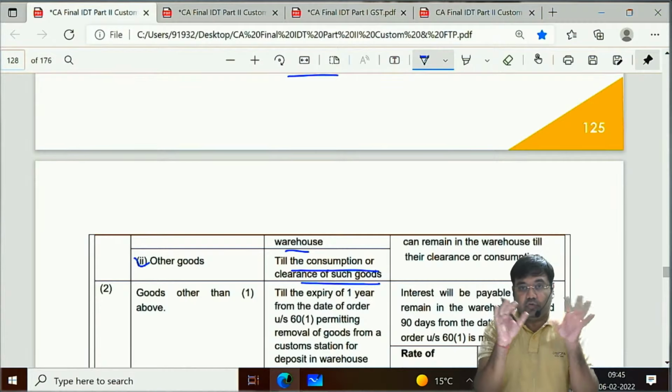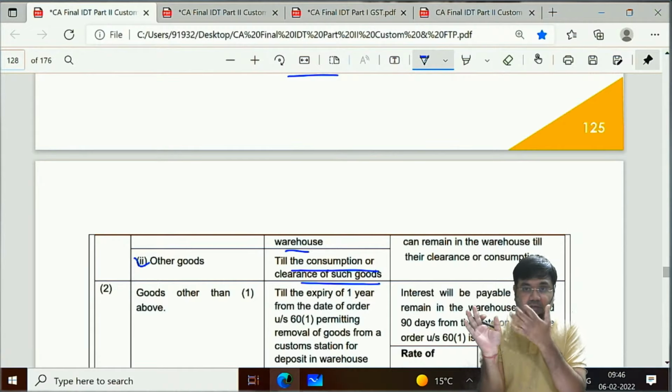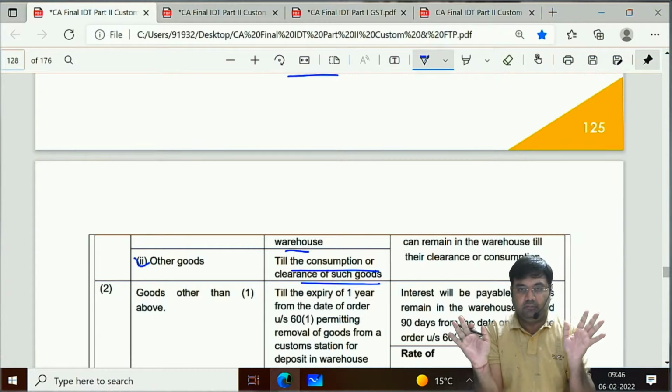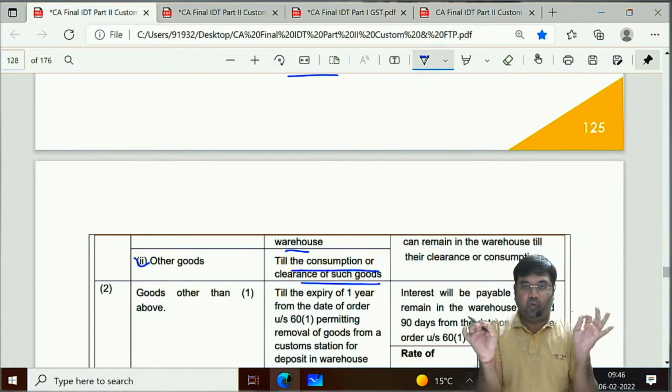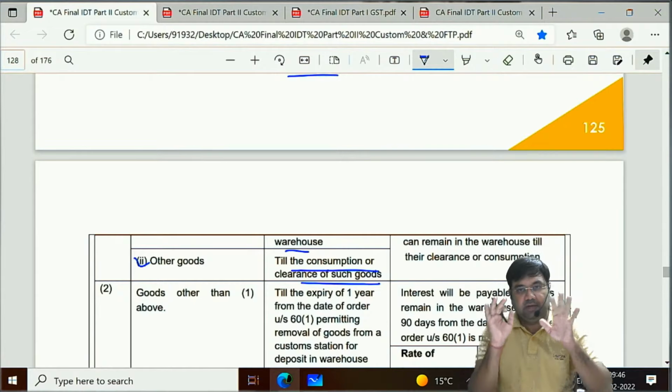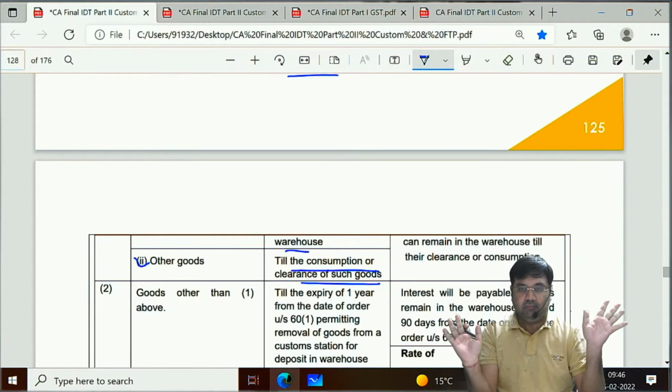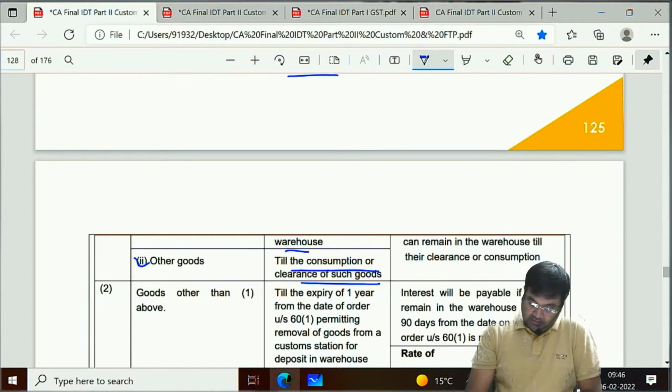Till they consume those goods or clear them. Maybe clearing in the domestic market. They can also go for home consumption. In that scenario, they have to pay the duty. If they are not exporting and are opting for home consumption, then in that scenario they have to pay the duty. So till the consumption or clearance of such goods, they can keep other goods also in the warehouse.